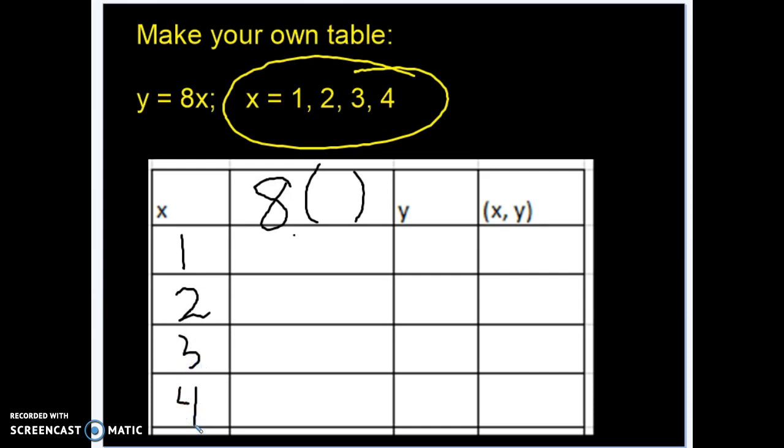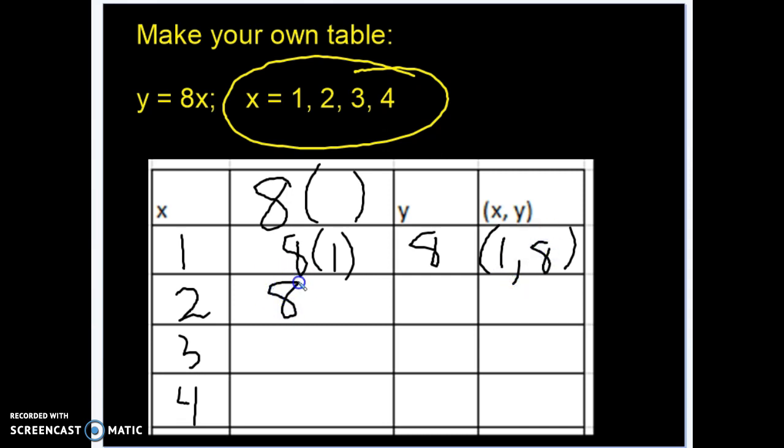So if x is 1, we're going to do 8 times 1. Our y value is the answer, so 8 times 1 is 8. Our ordered pair is in the form of x comma y. So x was 1, y was 8. So my ordered pair is 1 comma 8.